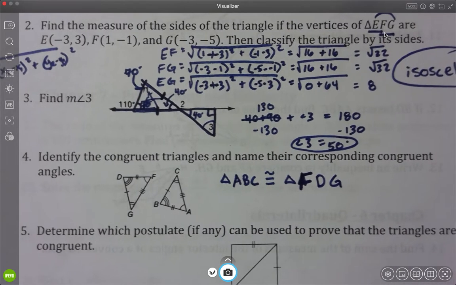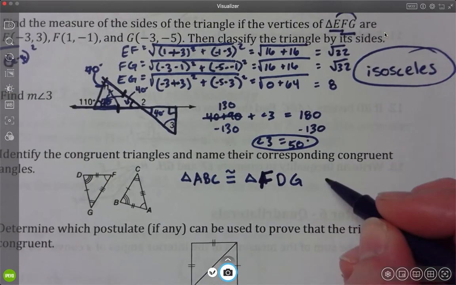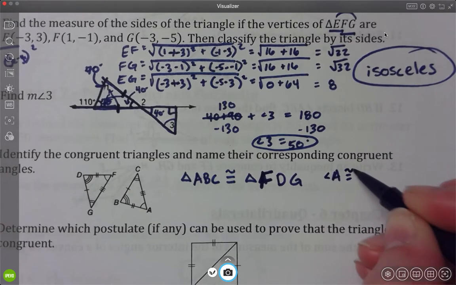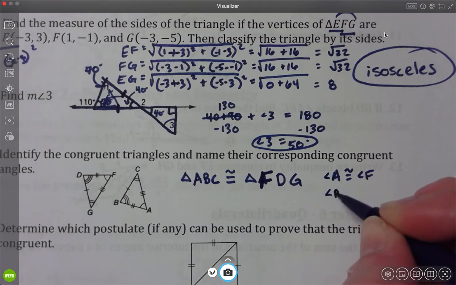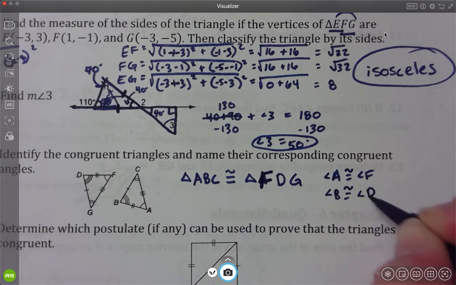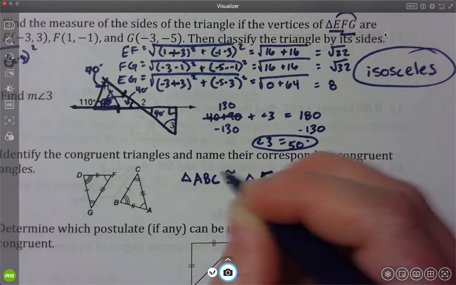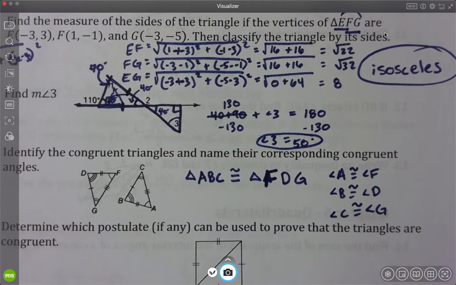Okay, and name their corresponding congruent angles. So I would say that angle A is congruent to angle F. Just picking this apart, angle B is congruent to angle D, and angle C is congruent to angle G. Just going in the order that they are in.